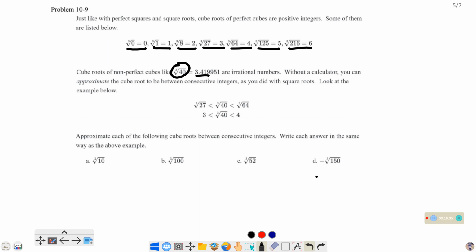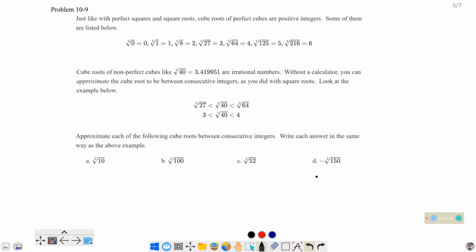Notice there is no pattern. It should have a ... right there to show that it goes on forever. Without a calculator, you can approximate cube roots to be between consecutive integers as you did with square roots. Look at the example below. I know that the cube root of 40 is between 27 and 64. Therefore, it is between 3 and 4. That's what they wrote. Approximate each of the following cube roots between consecutive integers. Write each answer in the same way as the example above.